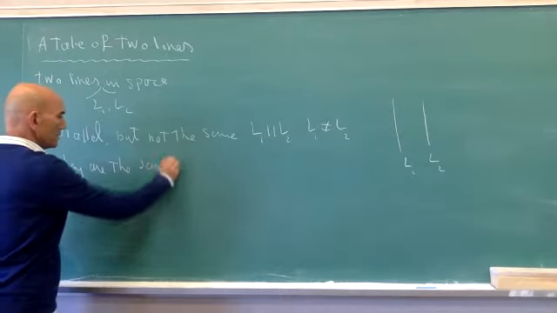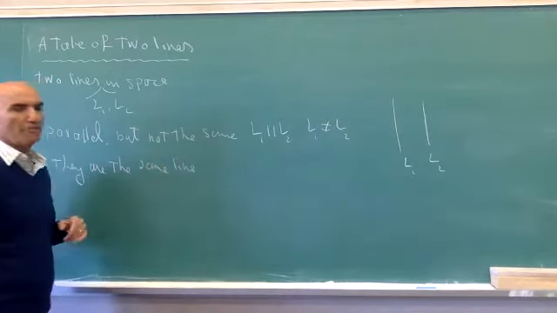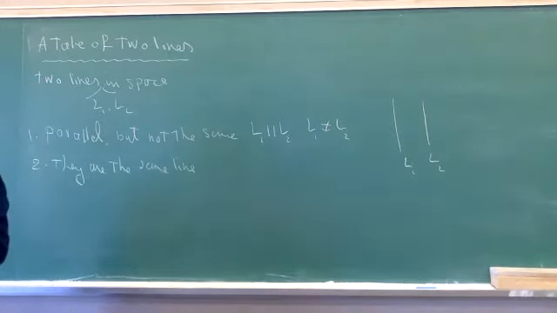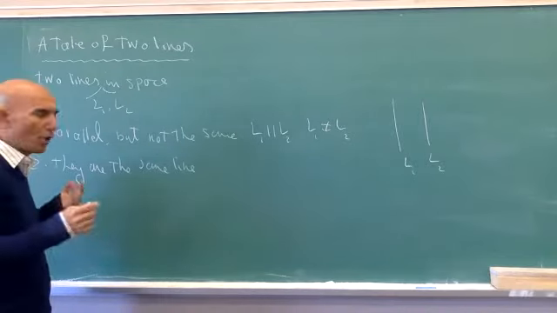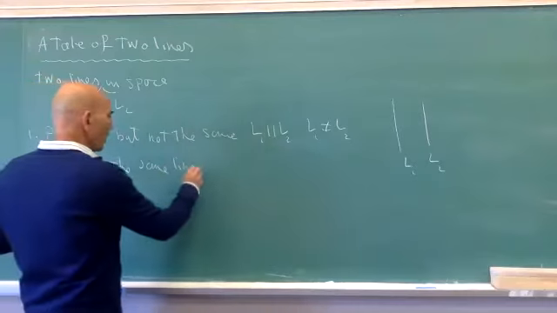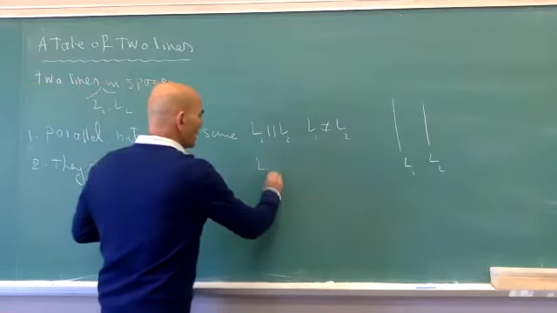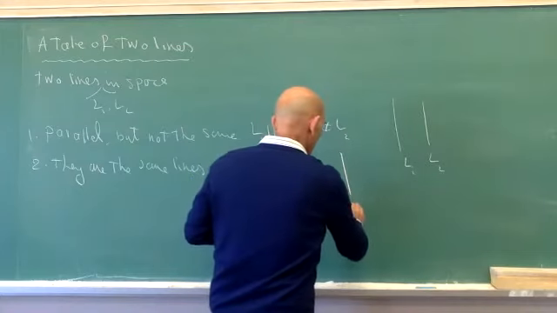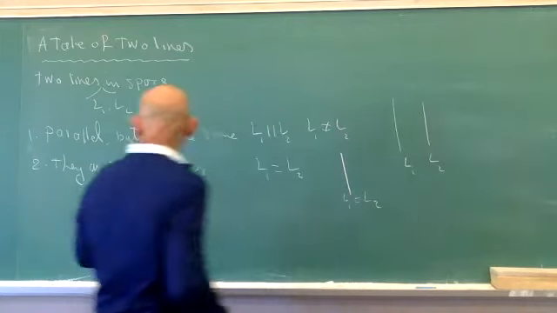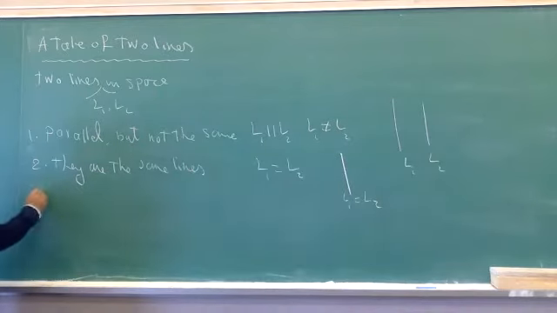They are the same lines. You might complain why, if they are the same line, you call them L1 and L2. Well, this is because of logical possibilities. We have to consider all cases. They are the same lines, so L1 is equal to L2. They really coincide with each other. That's the second possibility. Third possibility is that they intersect, but they are different.